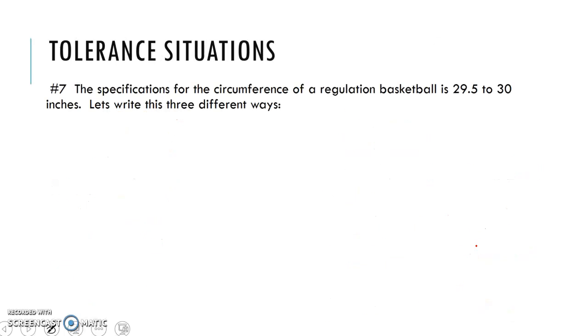All right, so how does this apply to anything that we would do in our life? Take a look at number 7. Specifications for a circumference of a regulation basketball is between 29.5 to 30 inches. So the circumference could be 29.5 inches or 30 inches. So there's some variation in there. But how far can it vary before it's too small or too big? That's the question. So we're going to write this 3 different ways.